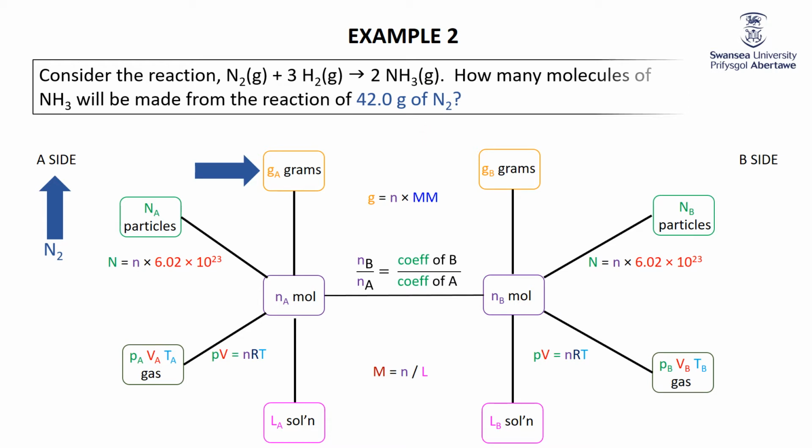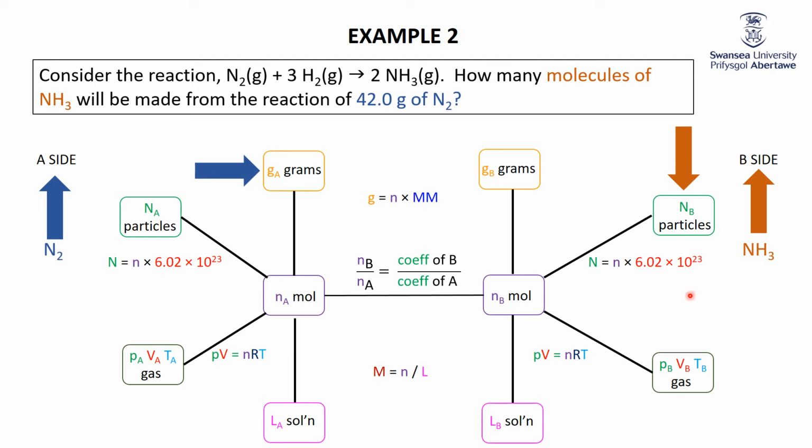Now, what are we asked for? Molecules of NH3. Well, molecules are particles. So here's a particle box, but that's particles of N2, so that's no use to us. Here's another particle box that has not been assigned yet, so let's make that particle box associated with NH3. The N2 side we know about, the NH3 side we're asked about, and we can see where our starting point is, the grams of N2 right there. We can see our ending point, the molecules of NH3 there.